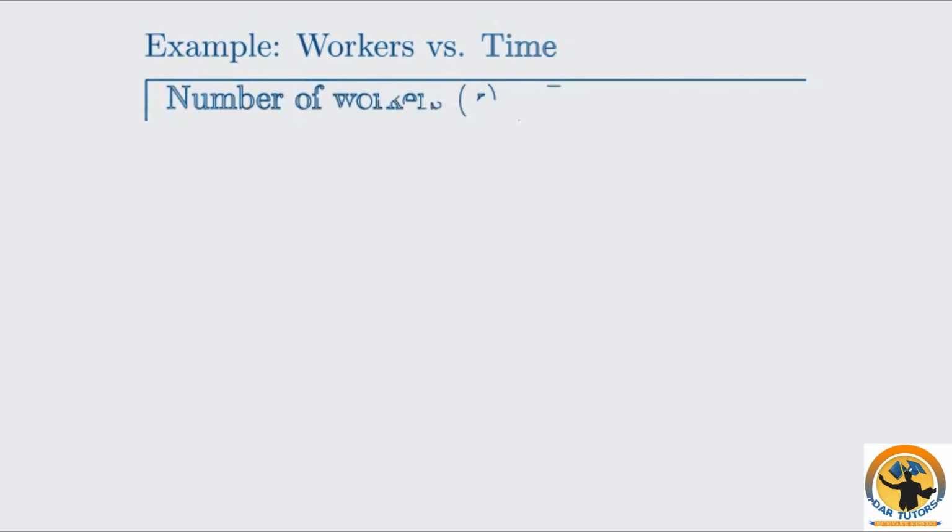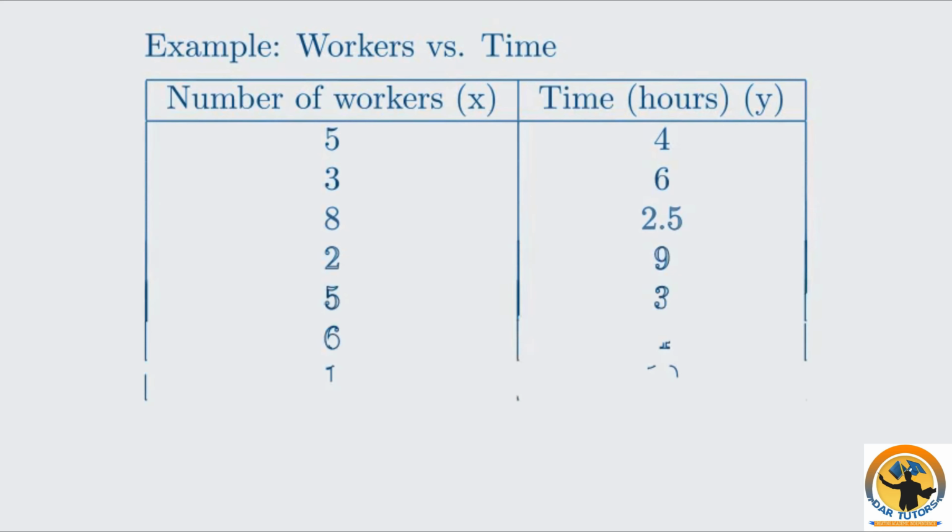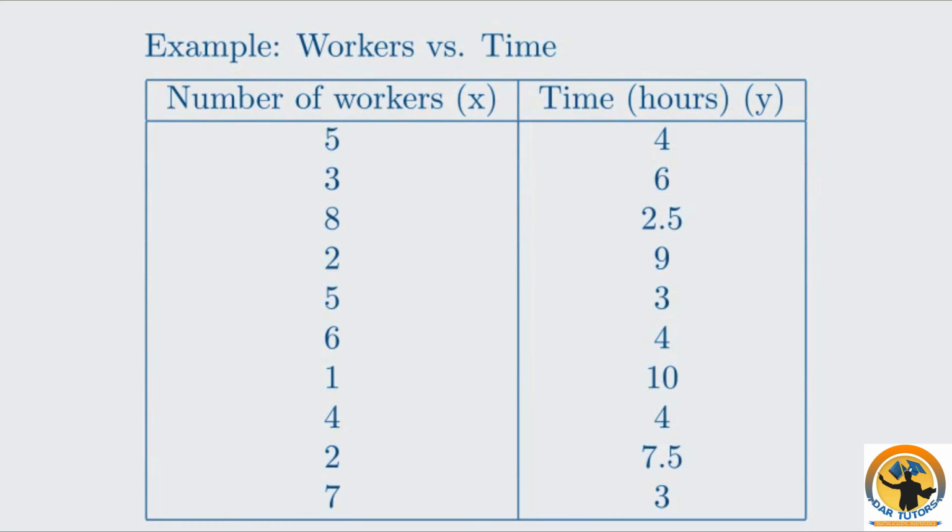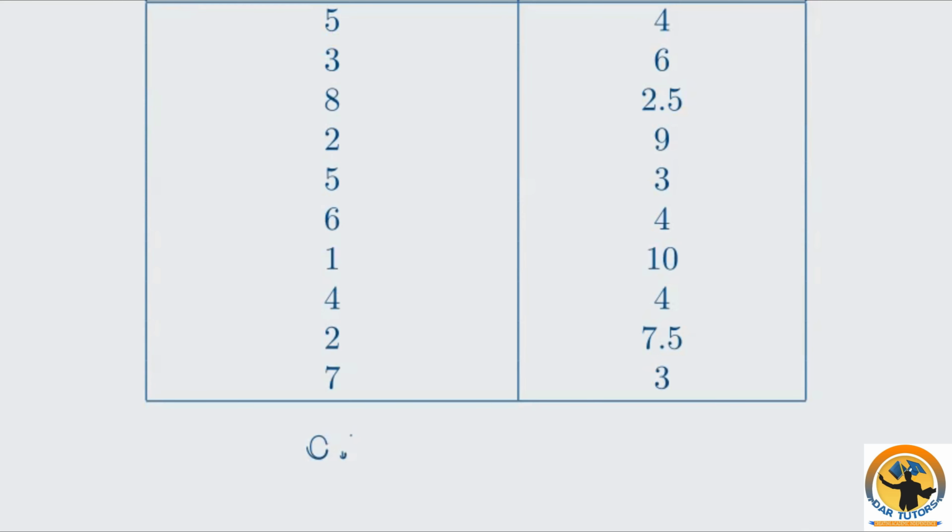Let's work through one more example, focusing on the least squares regression line and its use in prediction. A company records the number of workers on a job and the time it takes to complete it. Here is the data. First, let's calculate the correlation coefficient R to see if a linear model is appropriate. Using our calculator, we find that R is approximately 0.93. This is a very strong negative correlation.